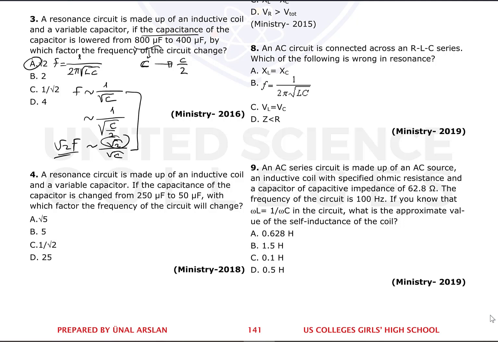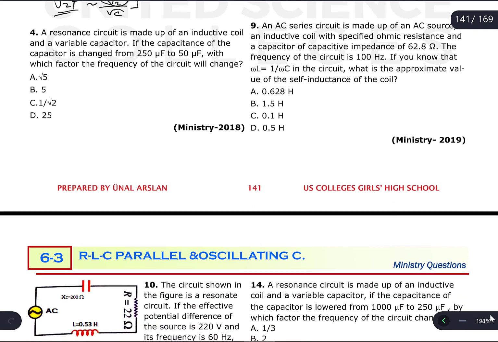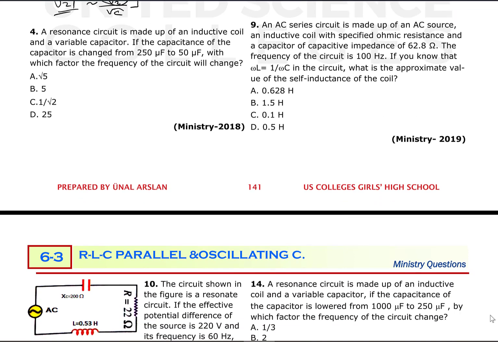And also you can think this way, frequency and C are inversely proportional, but with the square root. If C decreases by 2, frequency must increase by what factor, which is the root of 2, because there is a root. Question number 4. A resonance circuit is made up of an inductive coil and variable resistor. If the capacitance of the capacitor is changed from 250 to 50, this time C changes to C over 5. So if C decreases by 5, frequency must increase by root of 5.